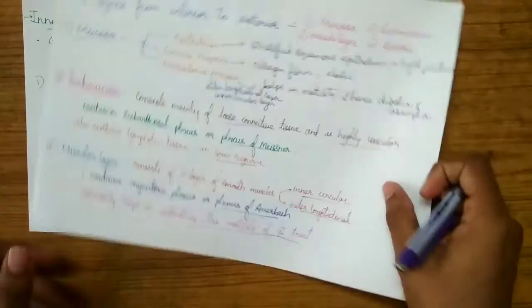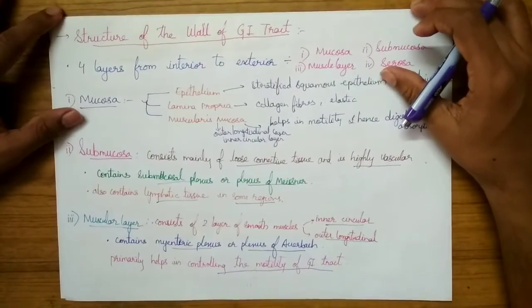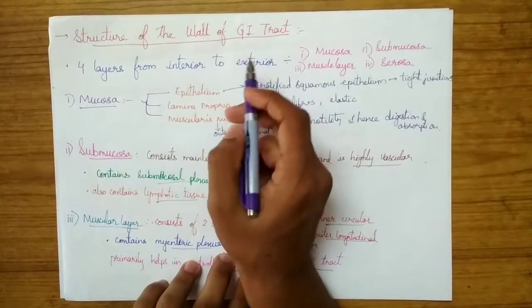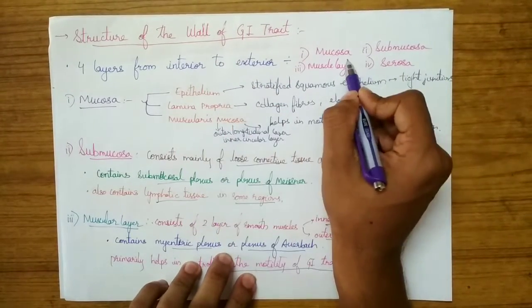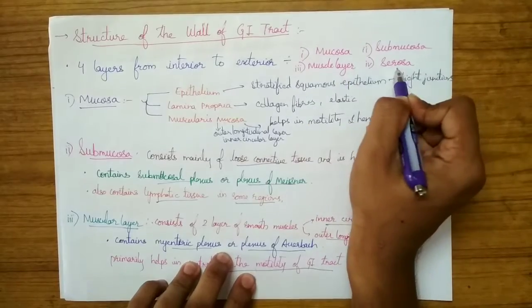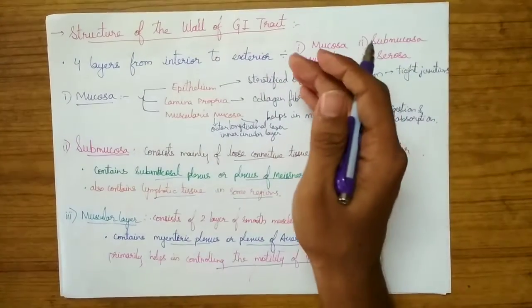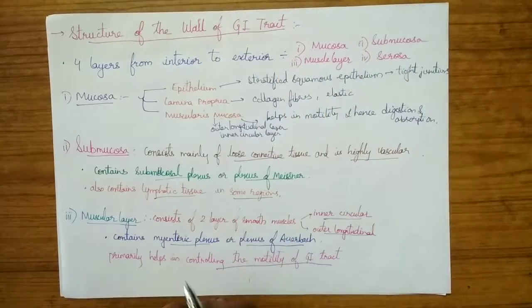So now let's talk about the structure of the wall of the GI tract. The structure of the wall actually contains 4 layers. They are mucosa, submucosa, muscle layer and serosa from the interior to exterior respectively. So let's talk about these structures one by one.